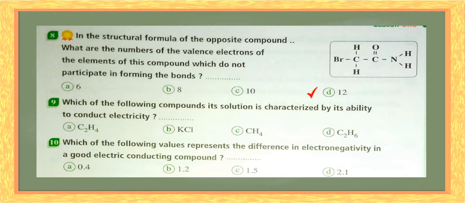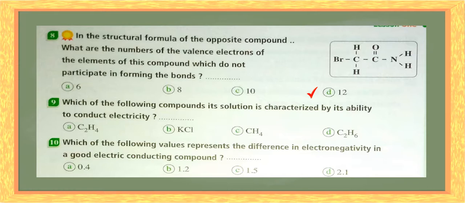Question 9: Which of the following compounds has a solution characterized by its ability to conduct electricity? When we are talking about this, the most effective conductor of electricity must be an ionic bond or ionic compound. Okay, let's discuss our choices.